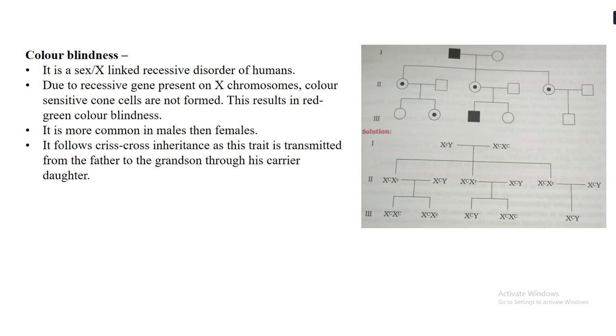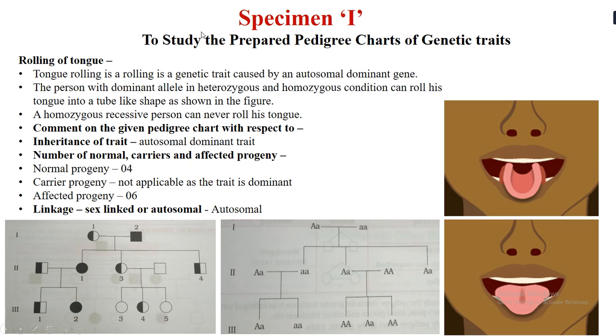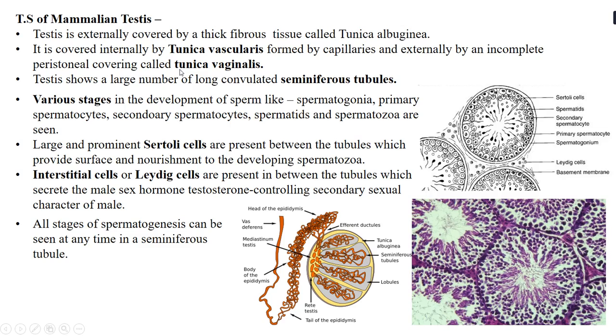Okay. So next, let us move to the other specimens that can be kept for spotting. We are doing spotting. The first one was the pedigree chart, so any one of these pedigree charts can be kept. If not these, there can be these sections or specimens, the slides, that can be placed. The first one is TS of mammalian testis.